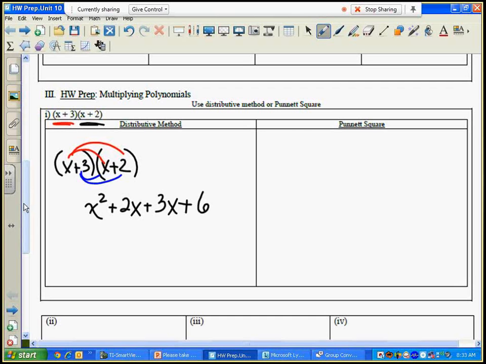Okay? Now, before I box this up and say that I'm done, there are some like terms here. There's a plus 2x and a plus 3x. These guys can combine. So we end up with x squared plus 5x plus 6. Okay? Now, with a 2 by 2, you'll see me use the distributive method a bunch. But there is another way that's got a little bit more structure.